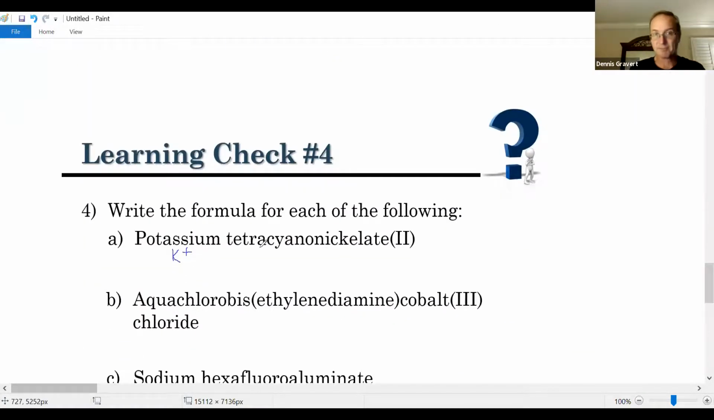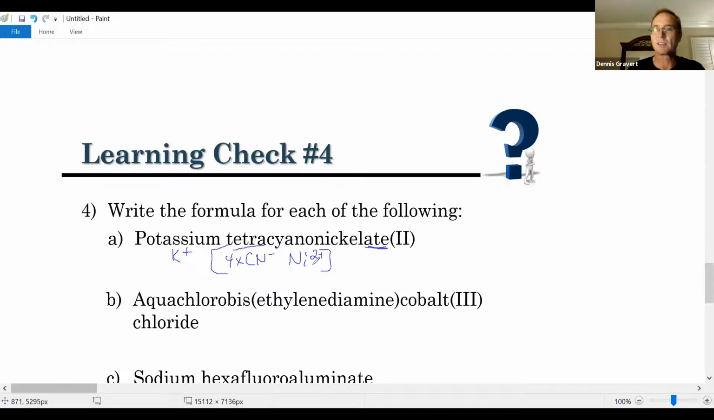And how many of them? Tetra. Like Tetris, the game, has 4 blocks. Yeah, there's 4 cyanos, and there's a gap here. So my complex doesn't have potassium attached. It's tetracyano. Nickelate, well, the whole thing has a net negative charge. But nickel's the actual metal ion. What's the charge on the nickel? It's a +2.